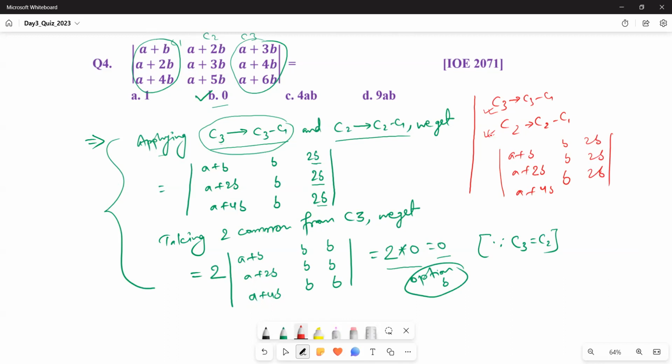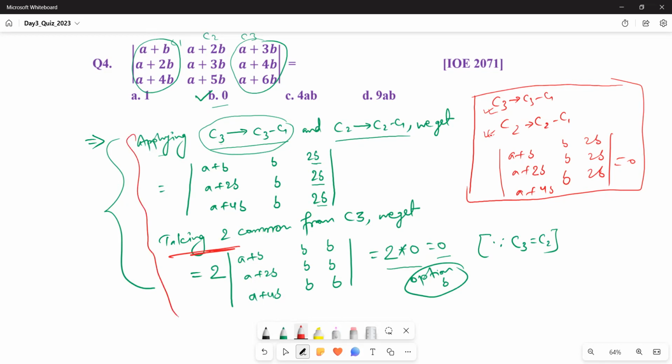In entrance exam you don't need to write this, just understand that okay, I'll take two common from here, and again from here you just got your answer 0. So just this much rough work and you got your answer. In our theoretical exam you have to write all this, but in entrance exam, you did just this much rough work and you are getting your answer.